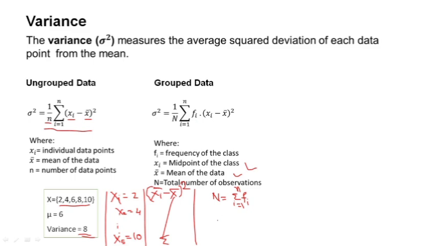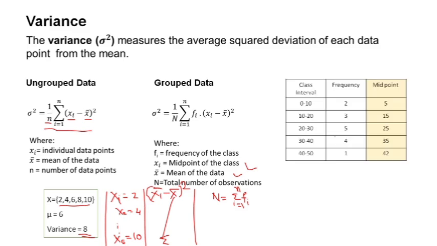Let's see this with the help of an example. Here in this example, the class interval is given 0 to 10. The frequency is 2 for this class interval. The second class is 10 to 20, and the frequency is 3. For all these classes, you have to find out the midpoint. As we have seen, the formula for finding the midpoint of the class is the lower limit of the class plus the upper limit of the class divided by 2.